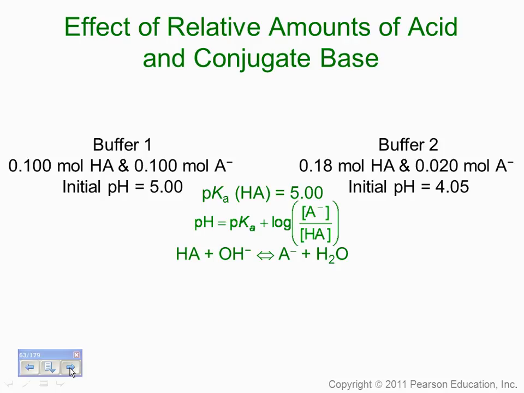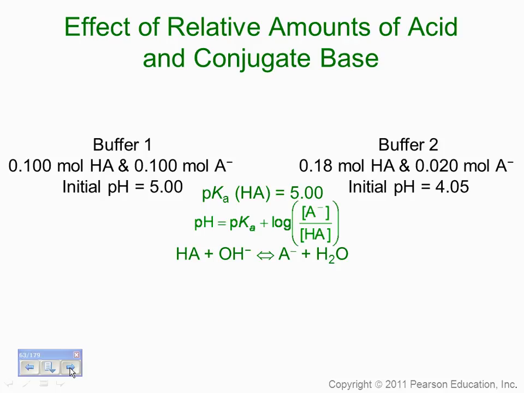pKa is 5. Henderson-Hasselbalch: pH is equal to pKa plus the log of A minus over HA. The equilibrium is the HA plus hydroxide into A minus plus a couple of things. That's the stoichiometry reaction bit. If I have 0.1 mole, pH is 5. With 0.18 and 0.02 mole, the pH is 4.05.